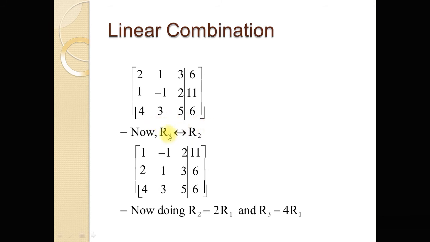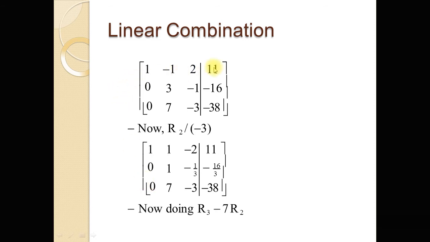The first operation is interchanging the first row and the second row, so this number will be 1. You see over here 1, -1, 2, 11; 2, 1, 3, 6; 4, 3, 5, 6. Now these numbers will be 0. For this purpose, multiply the first row by 2 and subtract from R2, and multiply the first row by 4 and subtract from R3. We obtain 1, -1, 2, 11; 0, 3, -1, -16; and 0, 7, -3, -38.